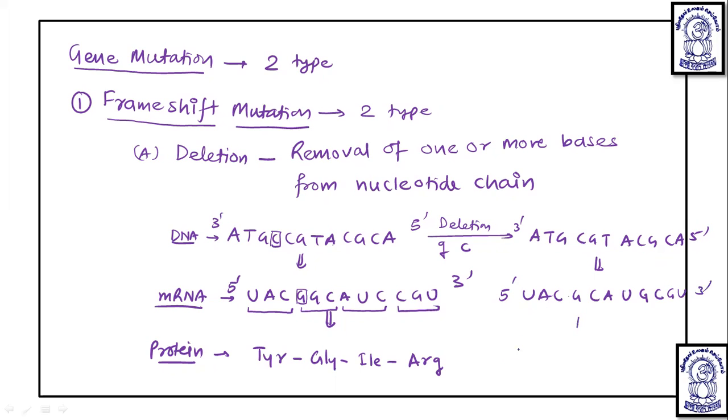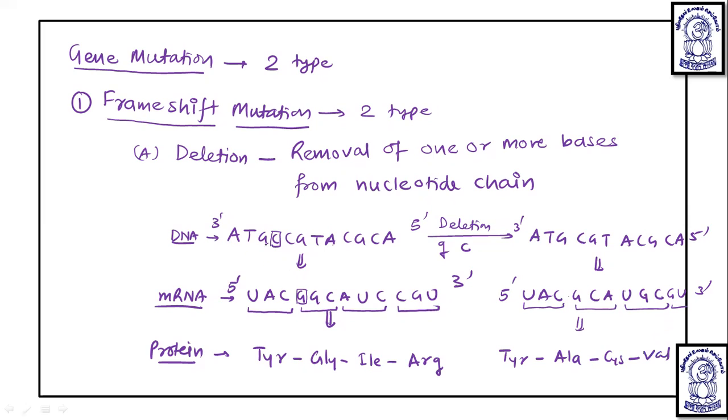Now, for the polypeptide, UAC codes for tyrosine, but later GCA codes for alanine. Now the coding frame is shifted. Then UGC codes for cysteine. And then GU followed by any base, UCAG, codes for valine.